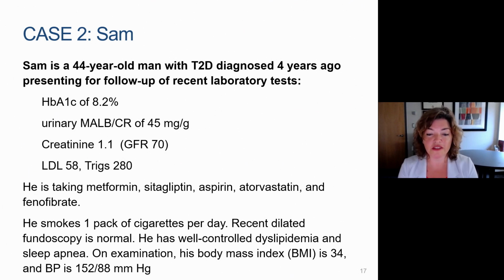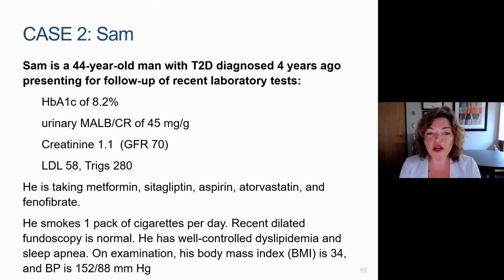Let's assume that's fasting. He's taking metformin, sitagliptin, which is a DPP4 inhibitor, aspirin, atorvastatin, and a fenofibrate. He smokes 1 pack of cigarettes a day. Recent dilated fundoscopy is normal. He has well-controlled dyslipidemia and sleep apnea. And on exam, his blood pressure is not well controlled, and his BMI is 34.